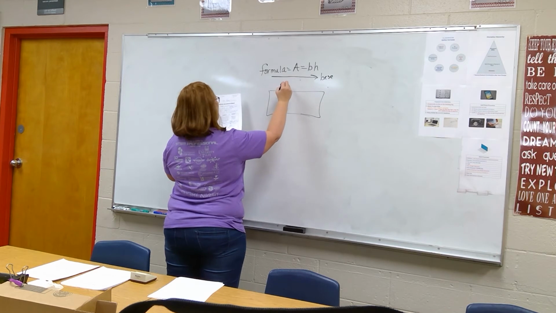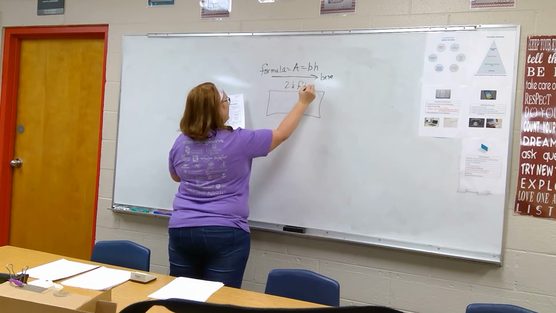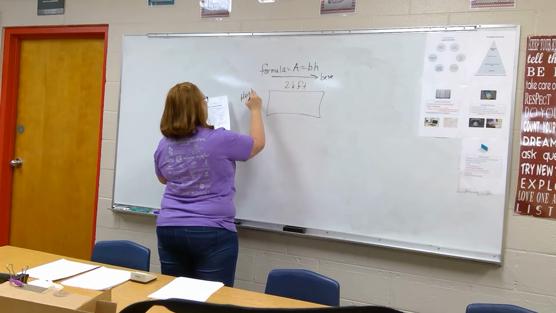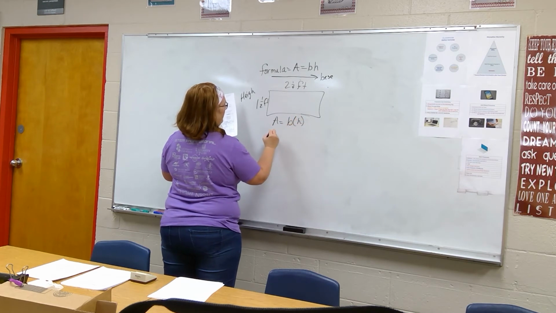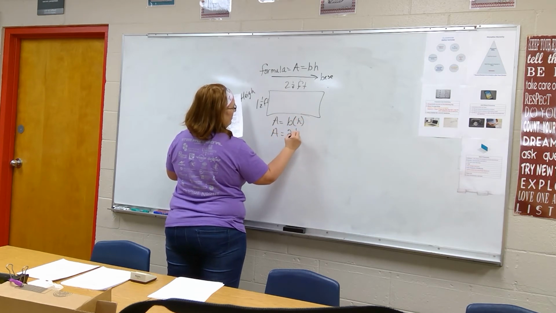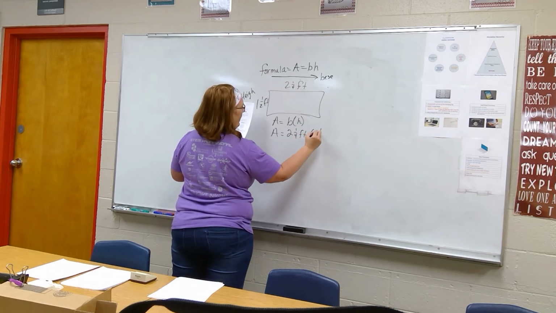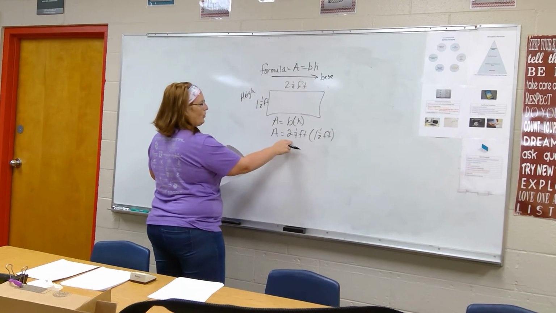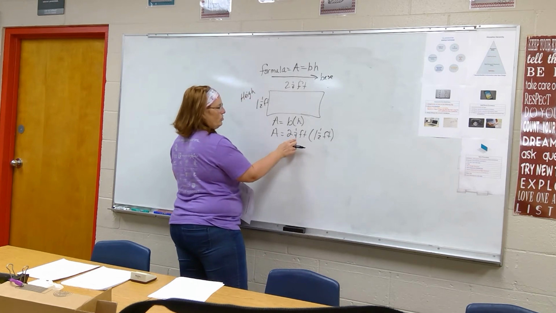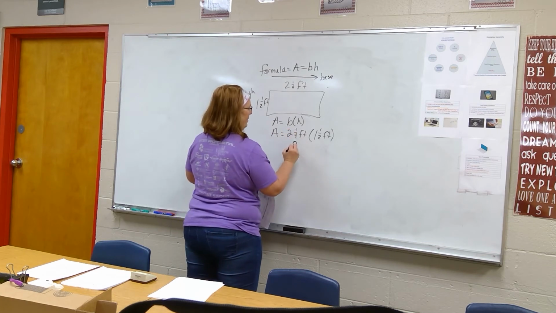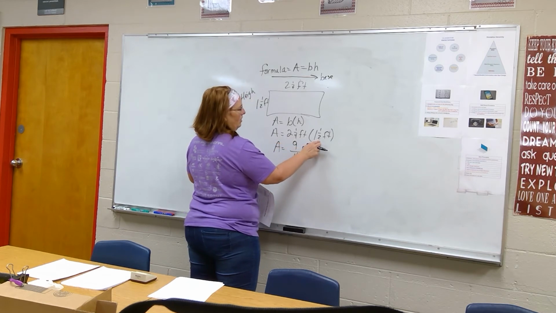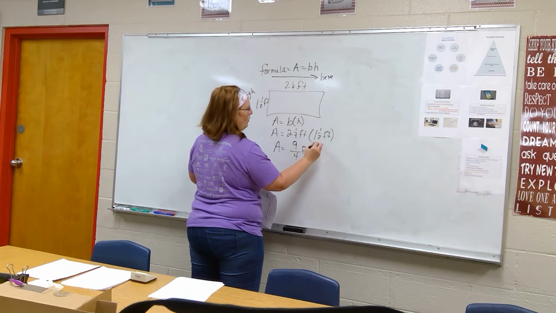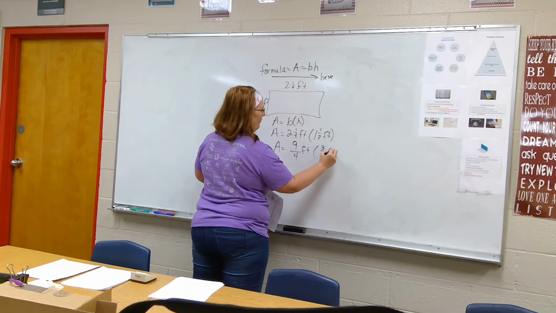We have another rectangle. It's 2 1/4 feet base. My height is 1 1/2 feet. Area equals base times height. Base is 2 1/4 feet times 1 1/2 feet. So you're going to have to do some multiplying here. To do this, you need to make it an improper fraction. 4 times 2 is 8, plus 1 is 9, over 4 feet, times an improper fraction: 2 times 1 is 2, plus 1 is 3, over 2 feet.